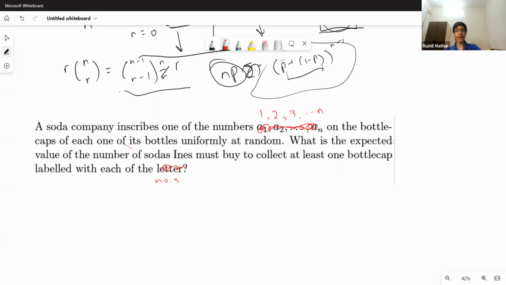Basically what you're saying is you take a random drink. Let's say you get number 3. Now you take another one. Let's say you get 3 again. Then you take one, you get 2. You keep taking this until you have drunk at least one soda of each type. So what is the expected value of the number of sodas you would have drunk by the time you had at least one of each type?